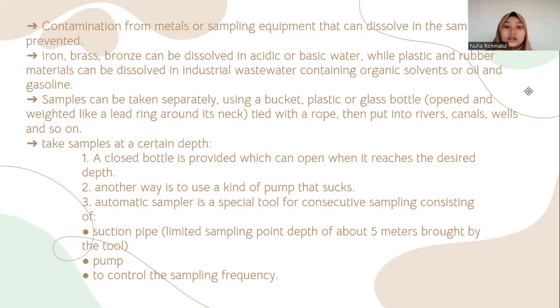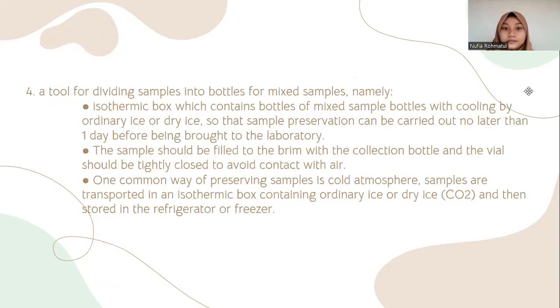Number one, a closed bottle is provided, which can open when it reaches the desired depth. Number two, another way is to use a kind of pump that sucks. Number three, the automatic sampler is a special tool for consecutive sampling consisting of a suction tip. Sampling point depth is limited to about 5 meters, brought by the tool, a pump, and a control for the sampling frequency.